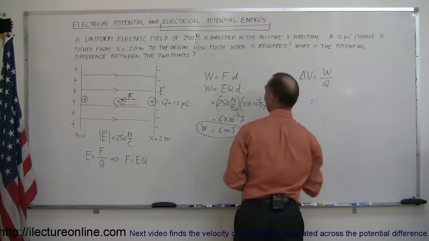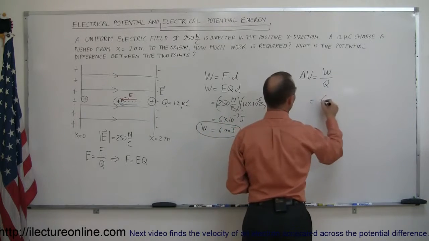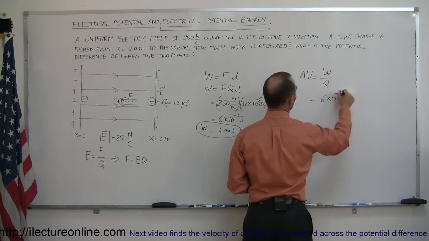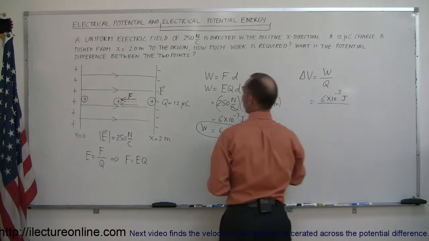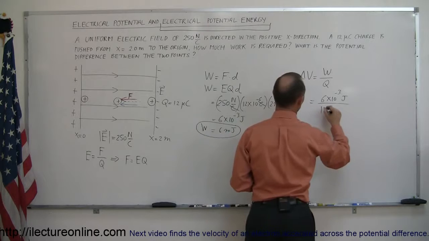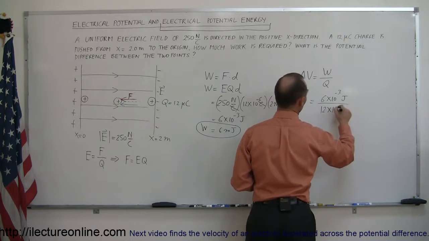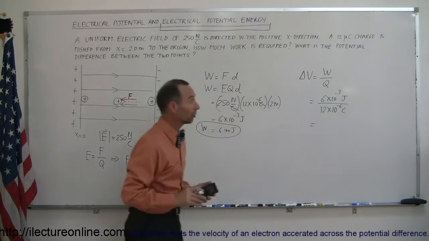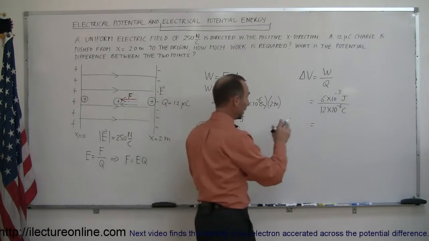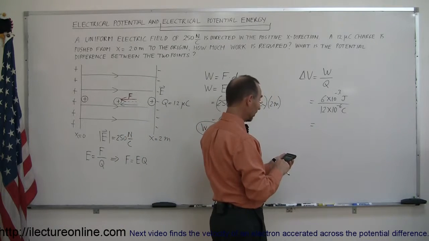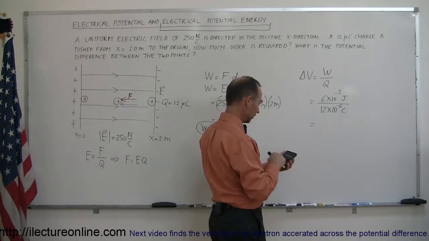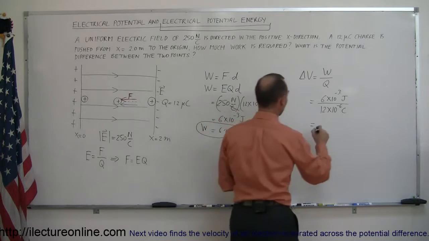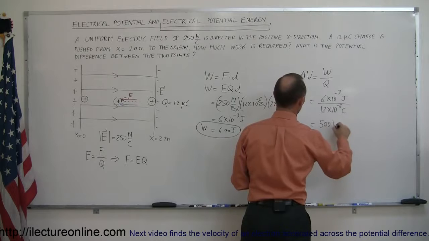So in this case, the work done is equal to 6 times 10 to the minus 3 joules, and the charge is equal to 12 times 10 to the minus 6 coulombs. And so joules per coulomb, the unit of that is volts. And if we throw that into our calculator, so we divide that by 12e to the minus 6 equals, and so that's equal to 500 volts.